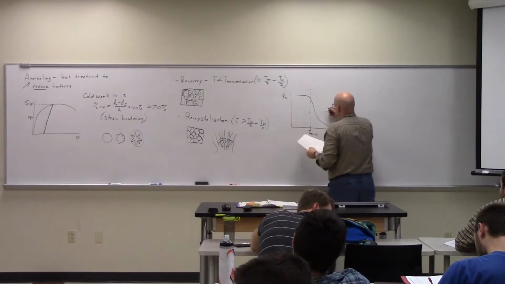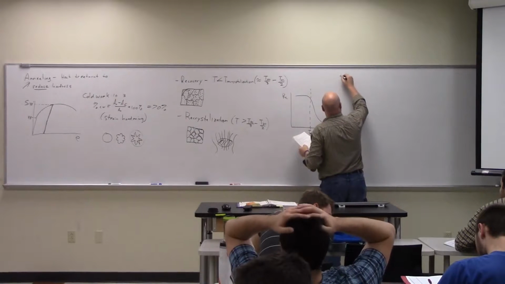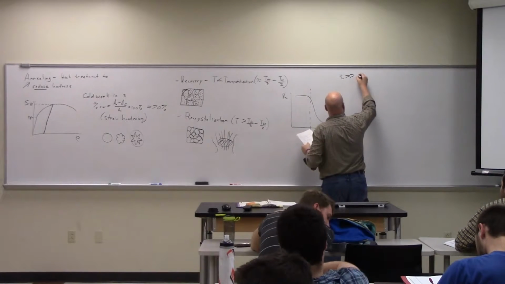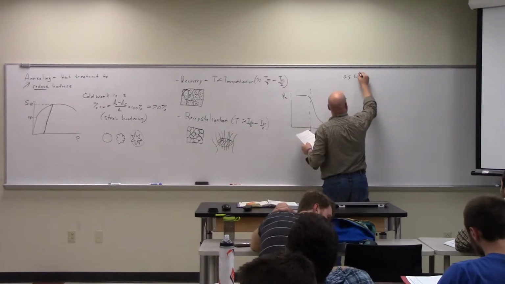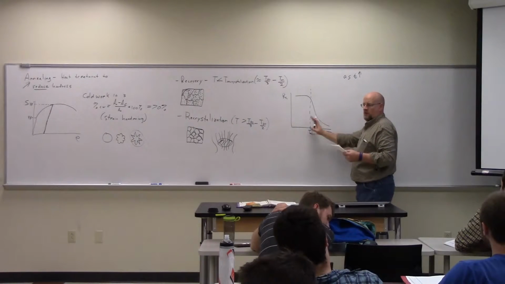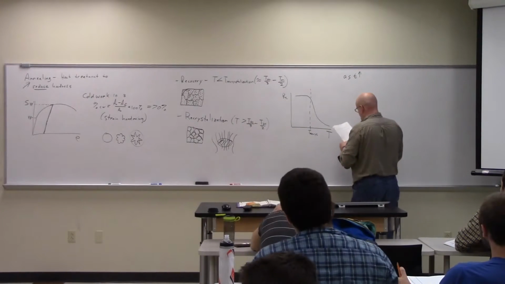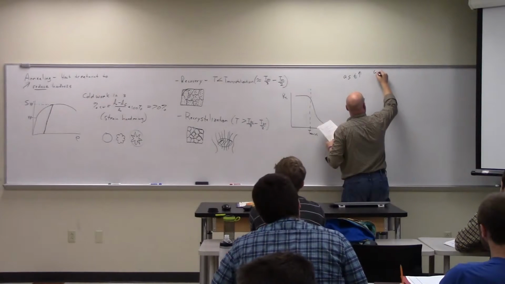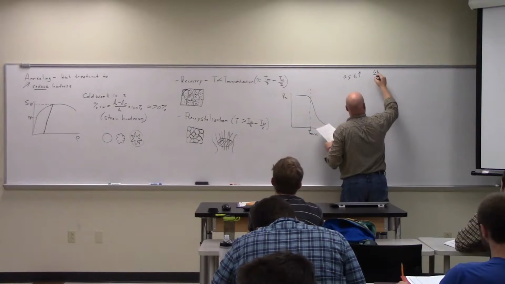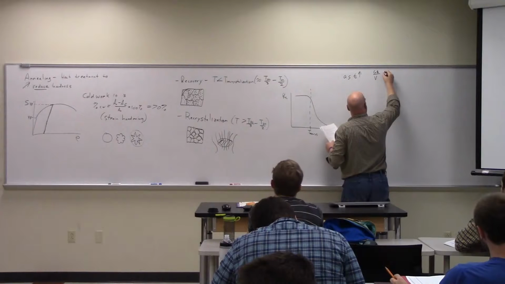So, again, as the time we spend above the recrystallization temperature increases, the ratio of grain boundary to volume decreases.